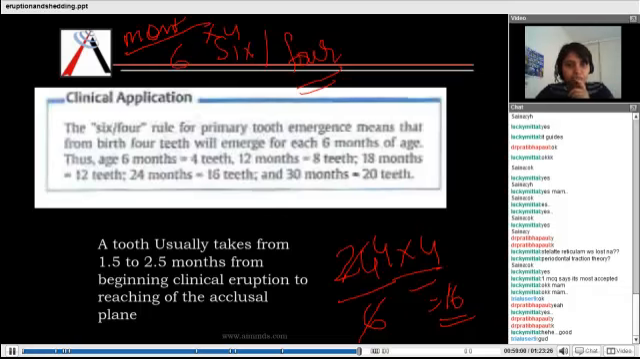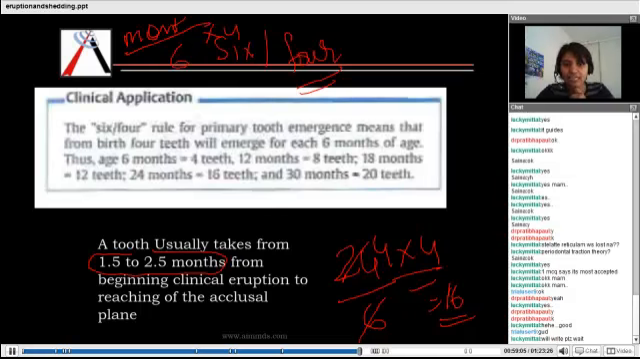Okay. And there's one more point. A tooth usually takes 1.5 to 2.5 months from the beginning. Yeah, you can write it down. It's like the 6-4 rule. Every 6 months, 4 teeth are added. 6-4 rule. Okay. The tooth usually takes 1.5 to 2.5 months from the beginning of the clinical eruption to reach the occlusal plane. So once we can see the tooth in the oral cavity, it may take 1.5 to 2.5 months.